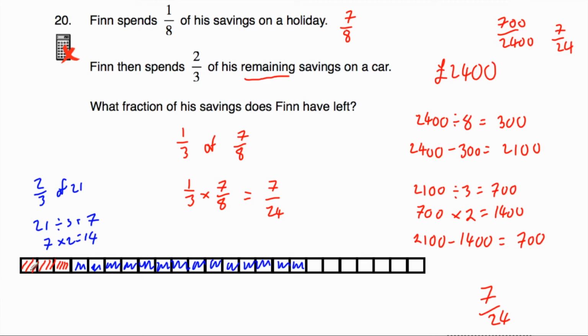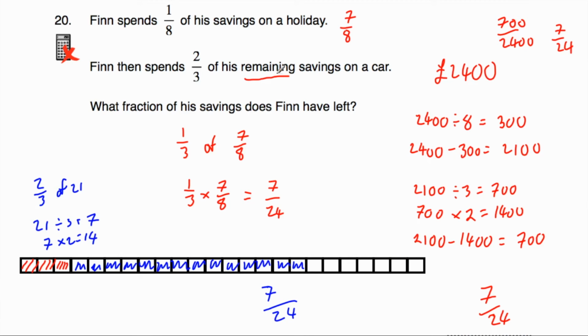So he spent 3/24 of his savings on a holiday. He spent 2/3 of what was left on his car. And this is what fraction of his savings does he have left? Well, he had 24 to begin with, and he's got 1, 2, 3, 4, 5, 6, 7 left, so it's 7/24.